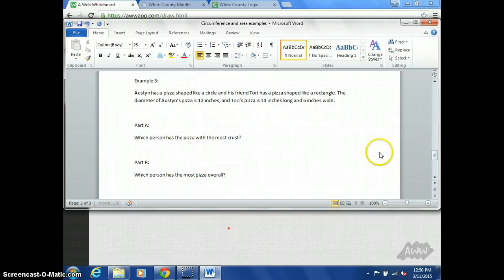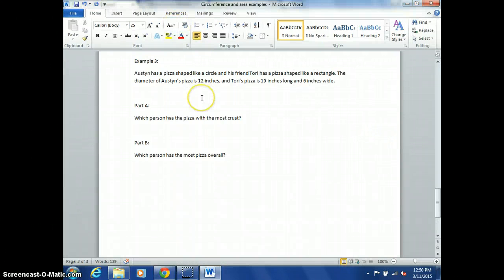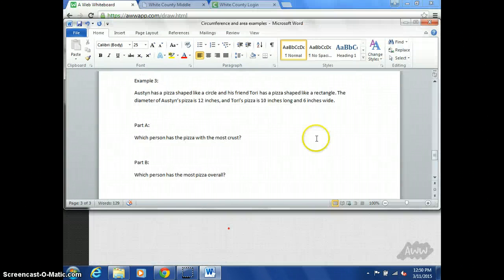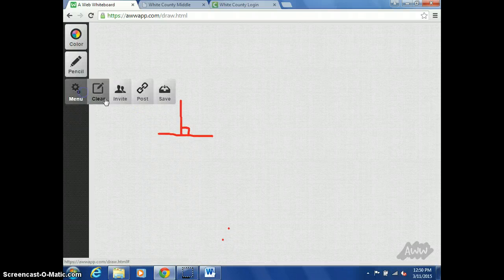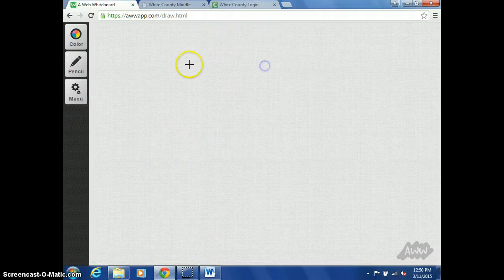This is the last one. Austin has a pizza shaped like a circle, and his friend Tori has a pizza shaped like a rectangle. The diameter of Austin's pizza is 12 inches. Tori's pizza is 10 inches long and 6 inches wide. So what am I going to be drawing here? Circle and rectangle.